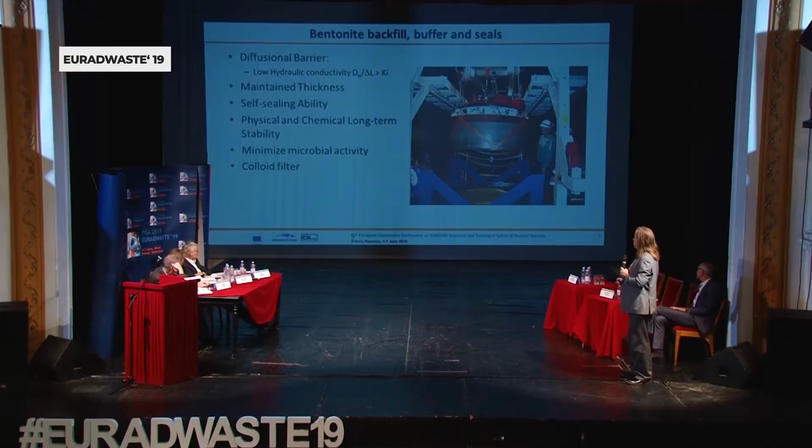Why do we have bentonite? We want a diffusional barrier, basically so that diffusion dominates over advection as a transport process. We want this barrier, as I said for the Bell-Bar project, not to be lost through erosion, so you will have a maintained thickness. You want a self-sealing ability. You want physical and chemical stability in the long term. You want to minimize microbial activity, and you want the colloid filters. You want the barrier to be there.